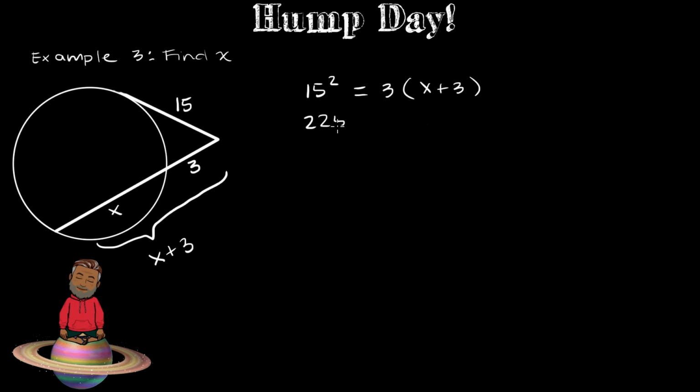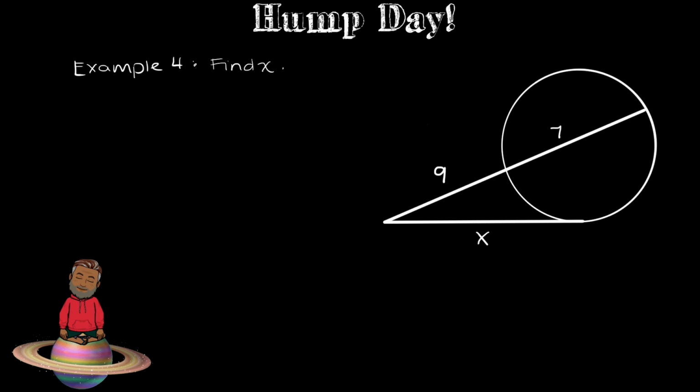15 to the power of 2 comes out to 225, and then we distribute the 3, so we get 3x plus 9. We're going to subtract 9 from both sides of the problem, and this is going to give us 216 is equal to 3x. We'll divide both sides of the equation by 3, and we get 72 is equal to x. So this part of the secant is 72. Let's take a look at one last example where we have a secant and a tangent intersecting each other.